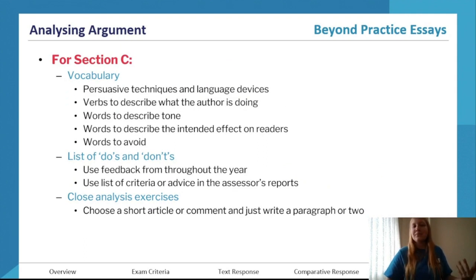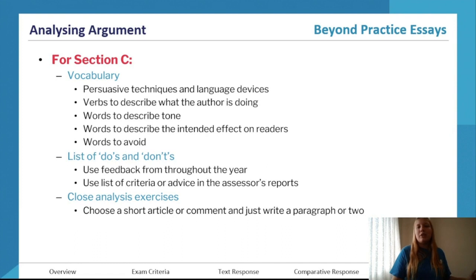Now here, I want to have a chat about what we can do beyond practice essays for section C. Huge one, working on our vocabulary. Create notes and banks and study PLTs and language devices, verbs to describe what the author is doing, words to describe tone, words to describe intended effect, and words to avoid. You've pretty much gotten all of that from this lesson. So spend a lot of time studying and working with this material, and you should be all set. You might need some extra work outside of this. Maybe yes, maybe no. Lists of do's and don'ts.